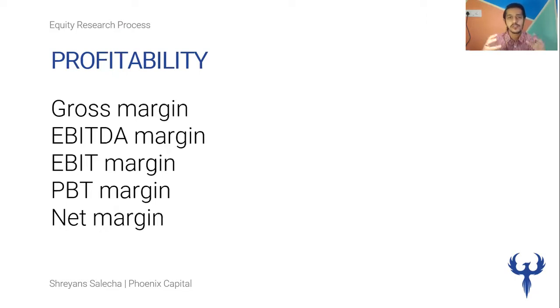So first, let's do a walkthrough of how you calculate the different profits, so to speak. Calculating the gross profit is very simple. You take the revenue and you deduct the cost of materials consumed and any changes in inventories. That gives you the gross profit, right? And then you deduct the other operating expenses like employee benefit expenses, selling and distribution expenses, administration expenses, other expenses. That gives you the EBITDA. Then you deduct the depreciation and amortization and impairment if there is any, and you get EBIT.